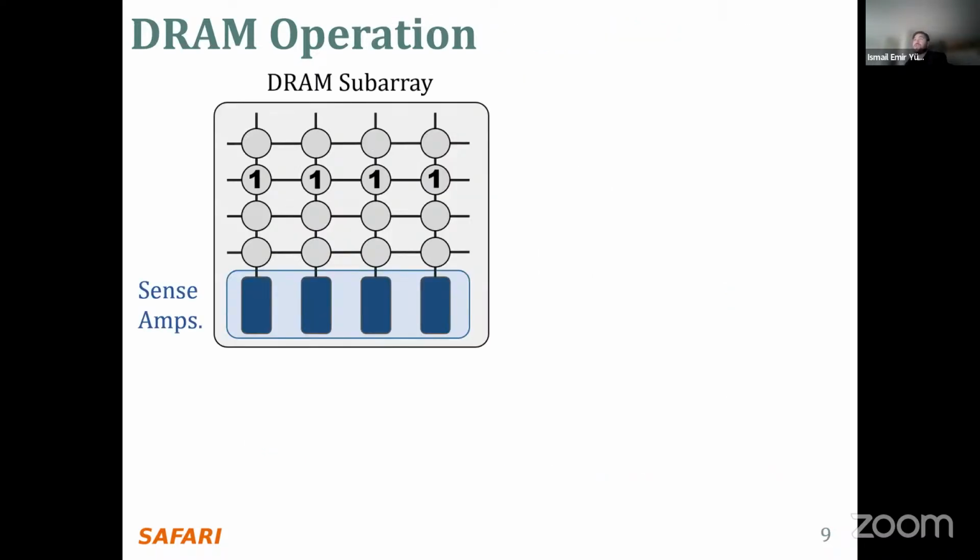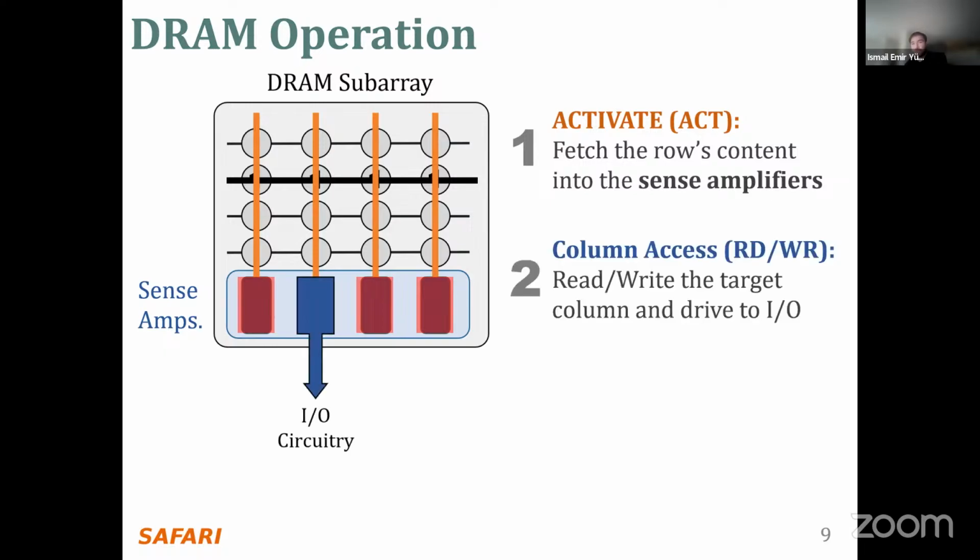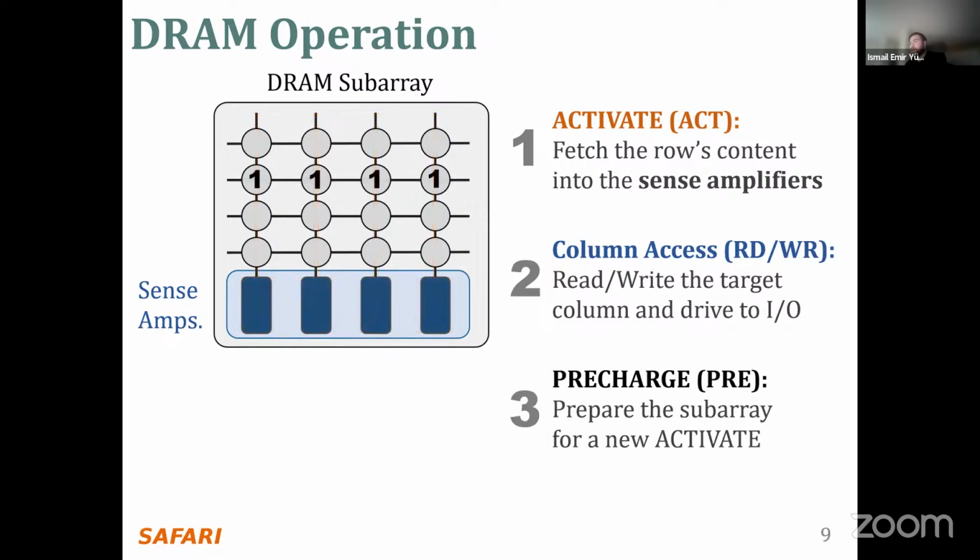So let's see the major DRAM operations related to this work. First one is activate, which fetches the row's content into the sense amplifiers. Second one is the column access, basically reading and writing the target column and driving the value to the I/O. And the third is precharge, which prepares the subarray, or specifically the bank, for a new activation command.